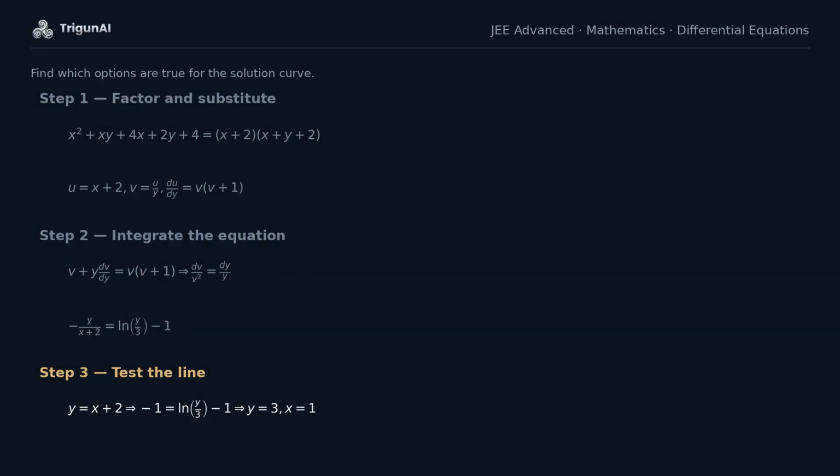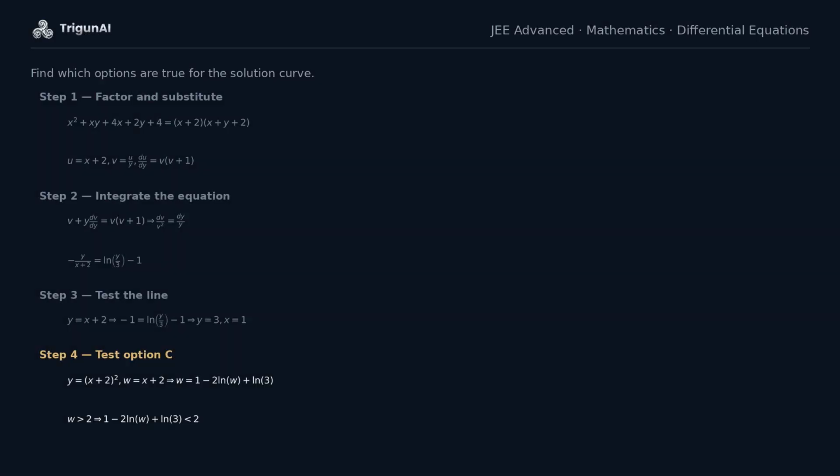On the line y equals x plus 2, the equation forces y to be 3 and x to be 1. So the line is met exactly once, making option A true and option B false.